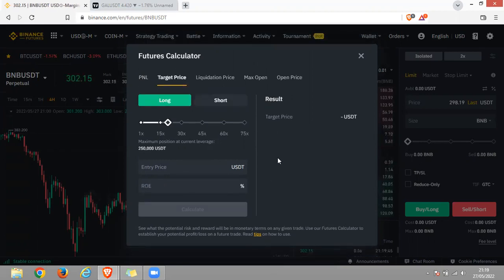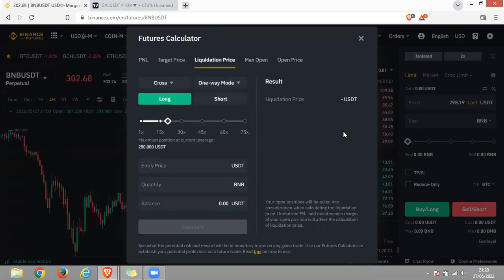Okay, guys, the next thing is your target price. I want to know what my target price will be. I entered BNB at 302 and my return of investment, let's say, is 80%. What will be my target price? My target price will be 314. So for me to make 80% on this trade, I need to put my exit, my take profit, at 314. At 314, I would have made 80% with this calculation.